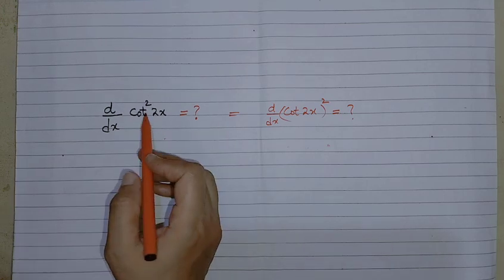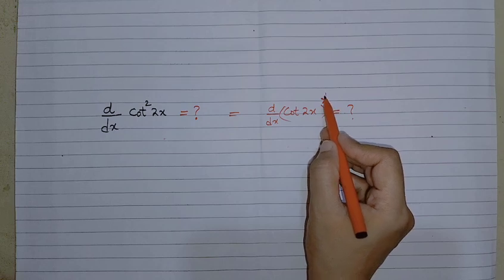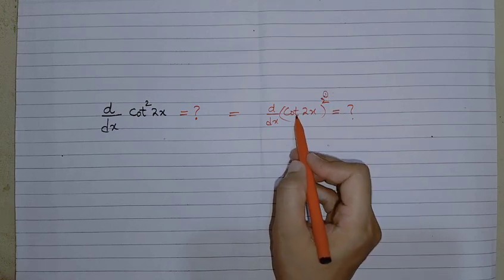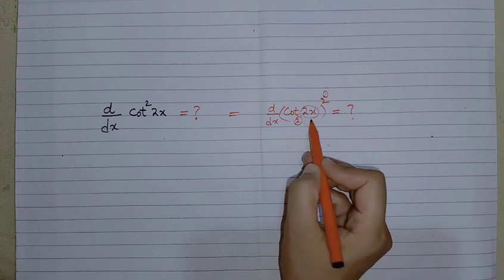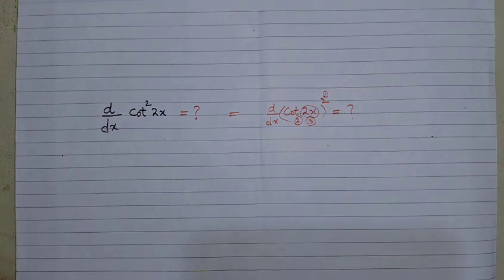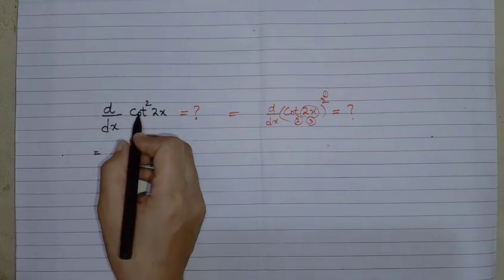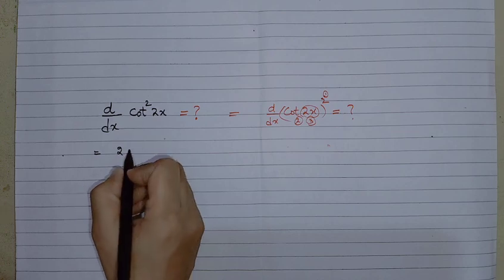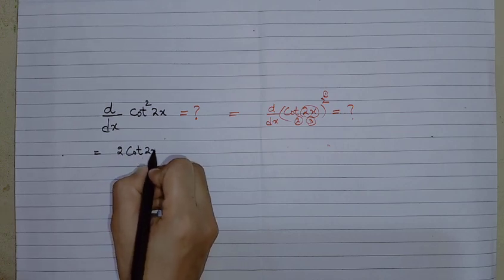How do we take its derivative? Firstly, we apply the power rule. Since we have a power, first apply the power rule, then the derivative of cot 2x, and then the angle 2x. Three times we apply the derivative here. Firstly, we apply the power rule: 2 cot angle 2x.